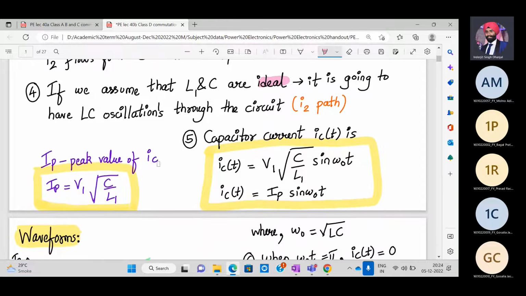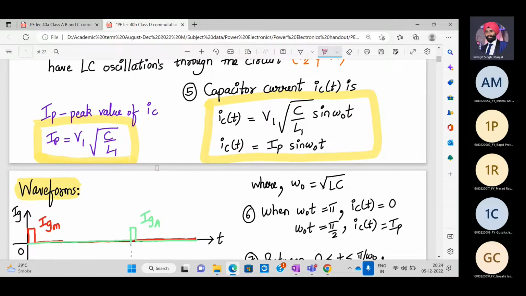So the peak current of the capacitor is given by IP or ICP will be V1 square root of C upon L1. So please note down this formula. Then ICT will be given by V1 square root of C upon L1 into sine omega t. So basically ICT will be IP times sine omega t, where omega naught is square root of LC.